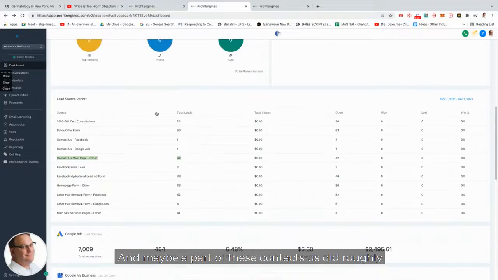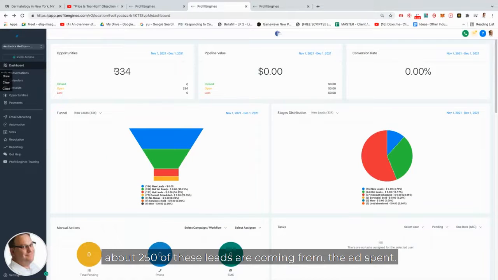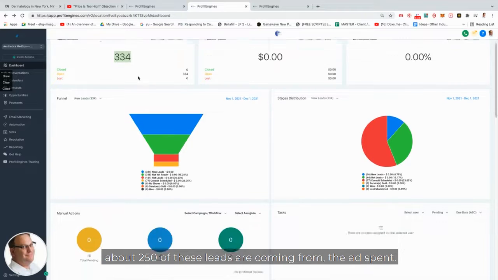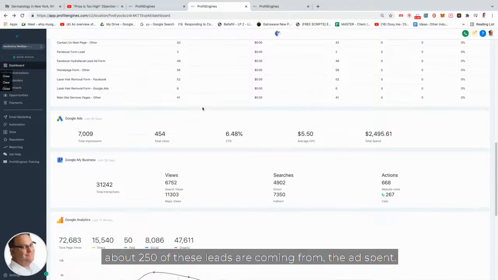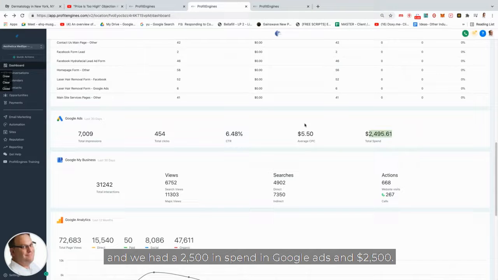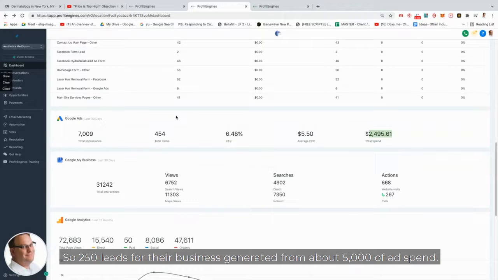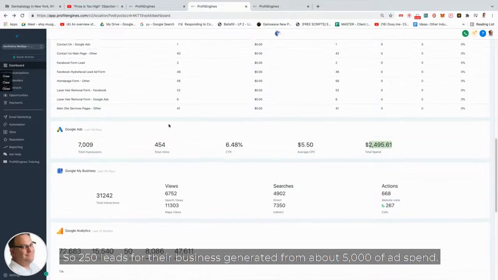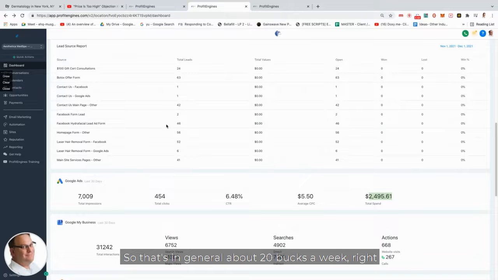Roughly about 250 of these leads are coming from the ad spend. If you do the math, we had $2,500 in spend in Google Ads and $2,500 in spend on Facebook. So 250 leads for their business generated from about $5,000 of ad spend. That's in general about 20 bucks a lead, right?